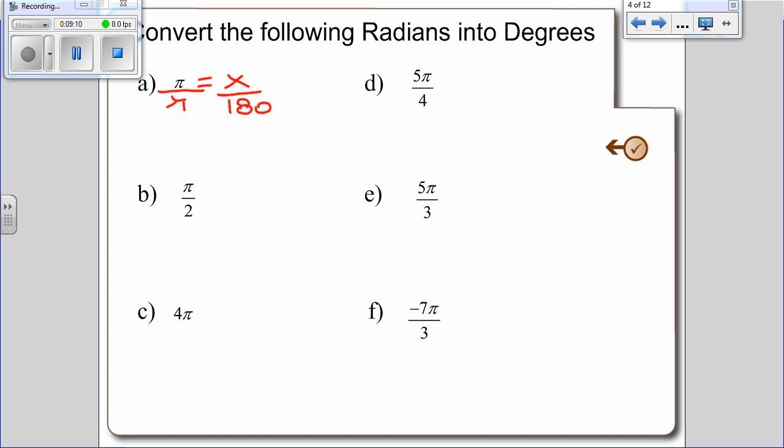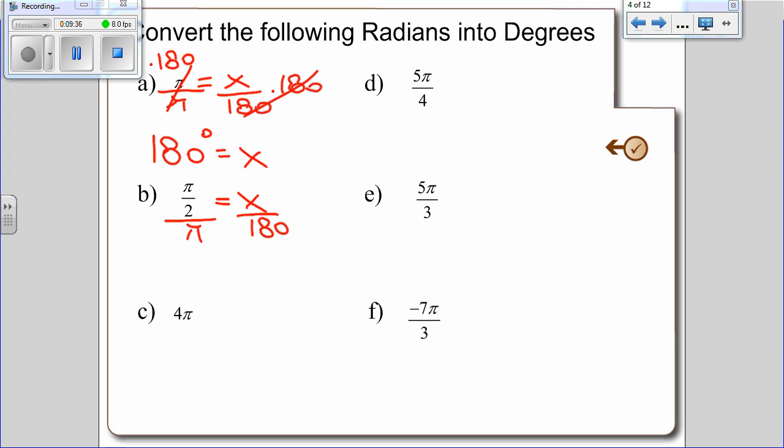So pi divided by pi cancels out. Times by 180 to the other side. And your answer is 180 equals x. It's 180 degrees. If we try another one, we have pi over 2. We want to convert it into some number of degrees. That number of degrees is going to be divided by 180. The pi over 2 is going to be divided by pi. You're going to multiply pi, or sorry, 180 to the other side. So multiply 180. Cancel. Multiply by 180.